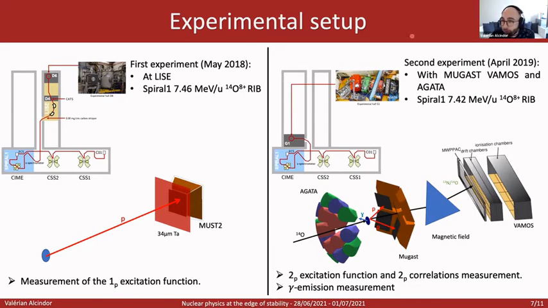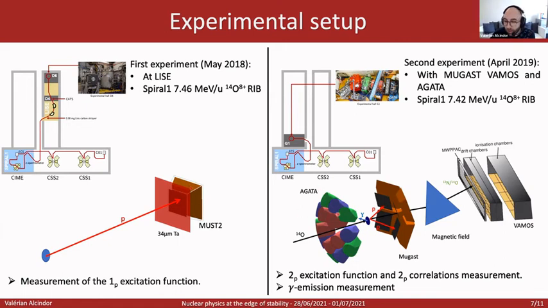And then we performed a second experiment, this time a more, let's say, complex experiment, which was the first experiment of the MUGAS campaign, if we don't consider the commissioning. So in this experiment, we used the MUGAS detector, so only the front detector to detect the proton, which corresponds in fact to the MUST2 detector.